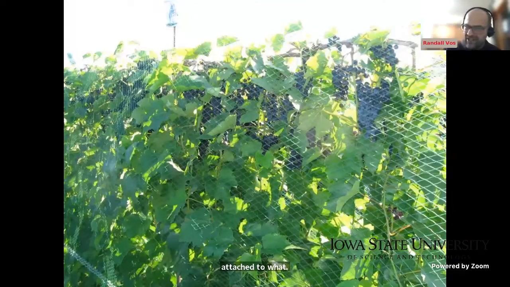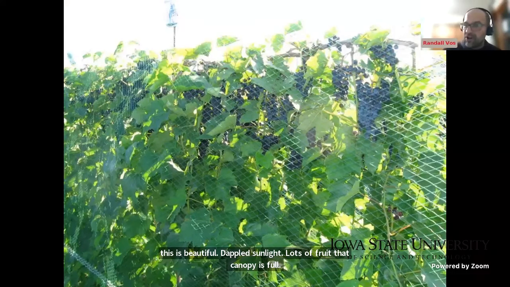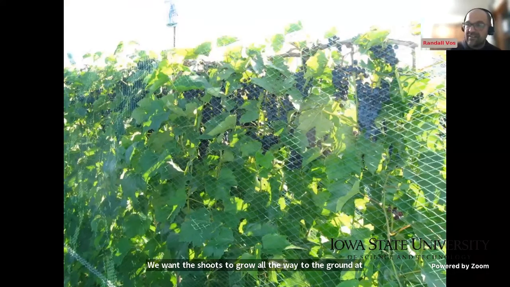This is like textbook beautiful. All these shoots are orientated vertically. Doesn't have to be this perfect. But this is beautiful. Dappled sunlight, lots of fruit. That canopy is full. We want those shoots to grow all the way to the ground at the end of the season because leaves produce sugar. The sugar gets transported to the fruit. And the fruit doesn't produce its own sugar. We need leaves to translocate sugar into the fruit. So no leaves, no sugar.